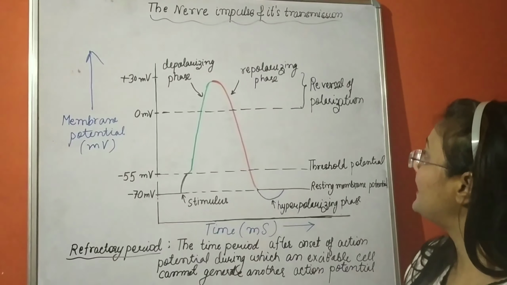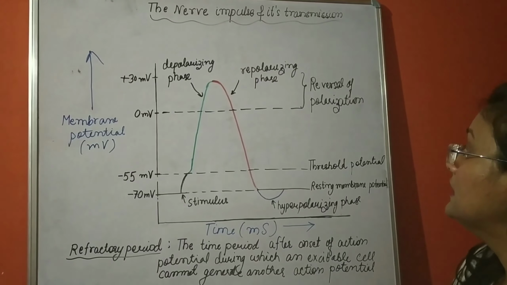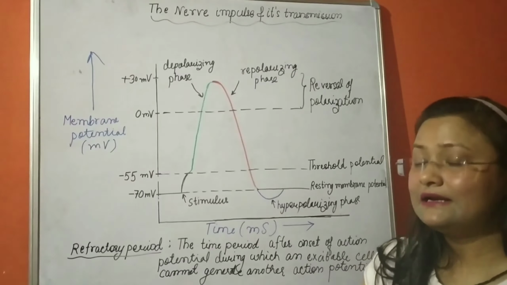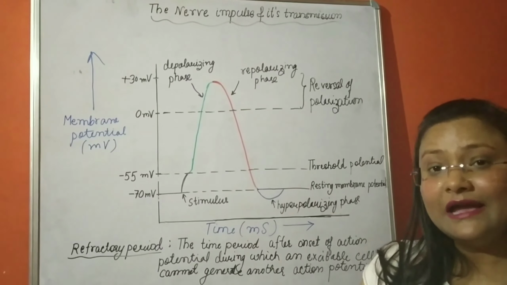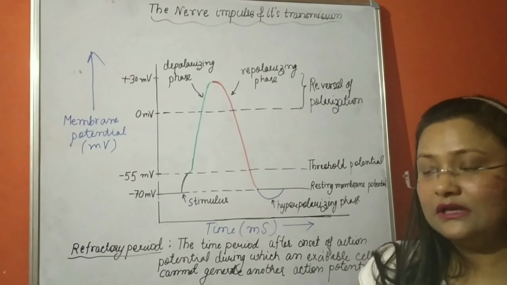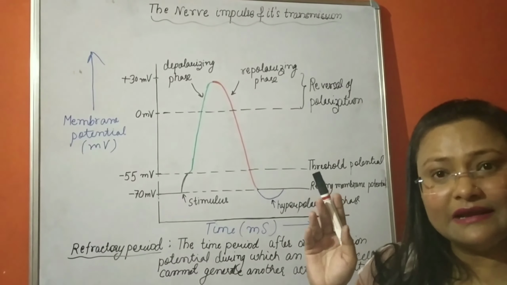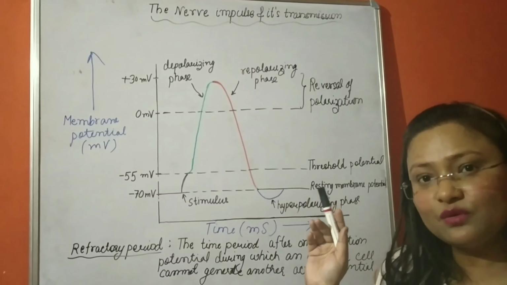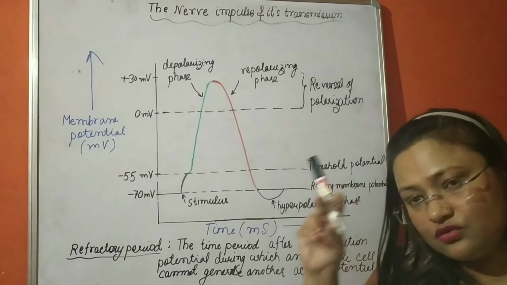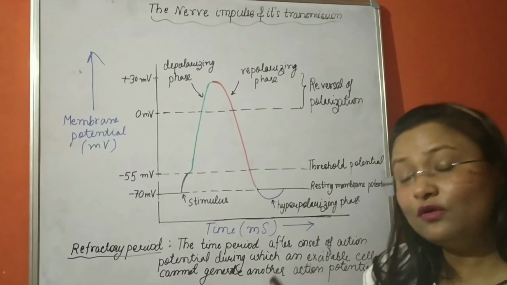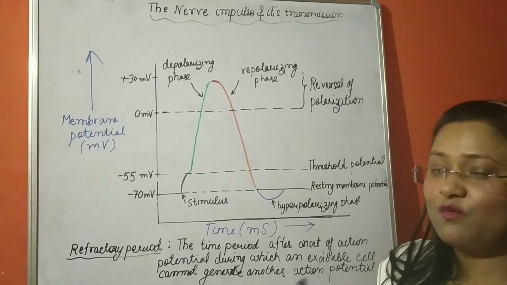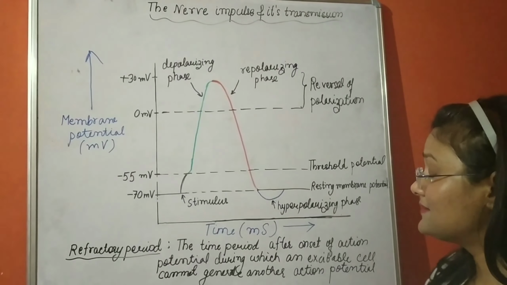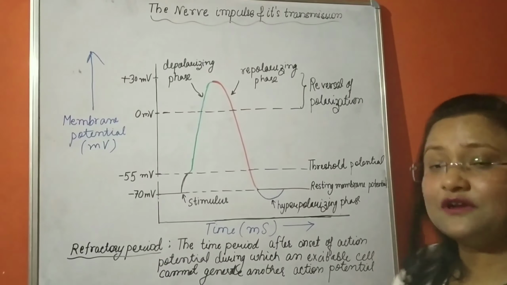One more thing I would like to tell you is that most of the sodium gated ion channels and potassium gated ion channels are located at the axon, at the initial segment and axon hillock area, the trigger zone, and throughout the entire axon. Most of the sodium gated and potassium gated channels are located over there. So that's all about transmission of a nerve impulse.